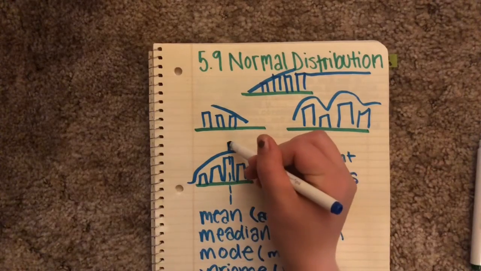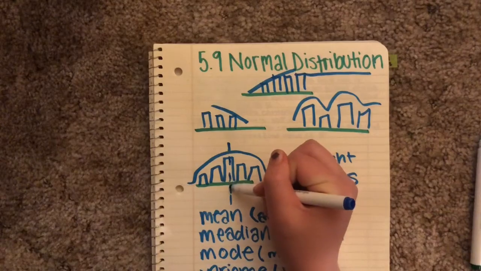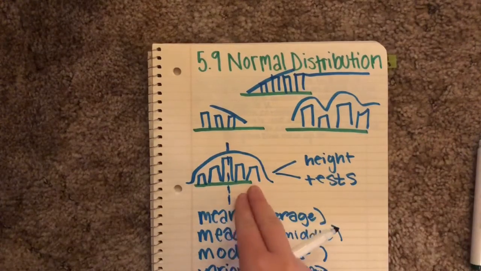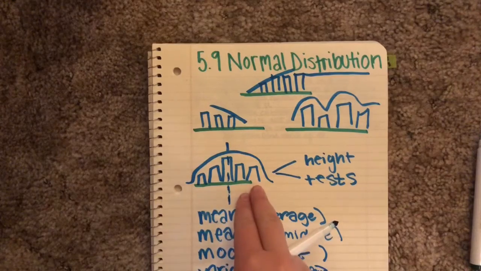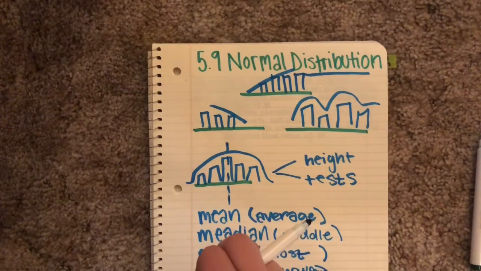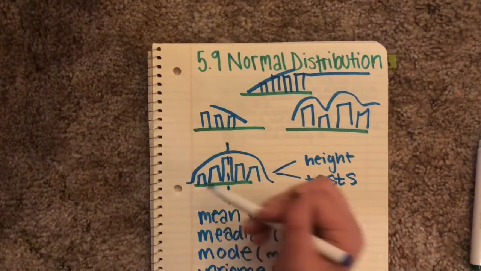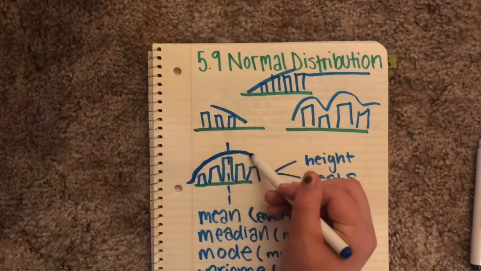Symmetry, as you may remember from geometry, means that the data can be cut down in the middle and it'll have equal distribution, not necessarily values, on both sides. And it also may look like a familiar shape. This is called the bell curve.